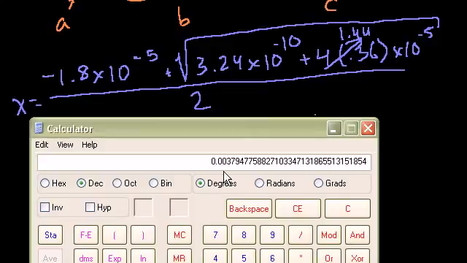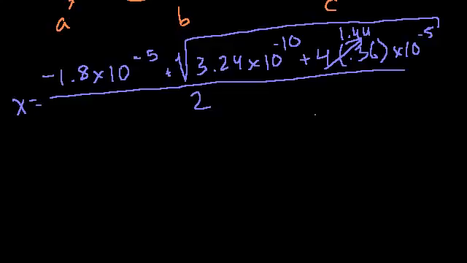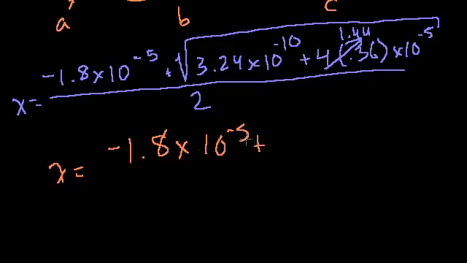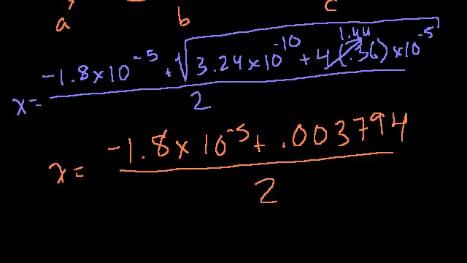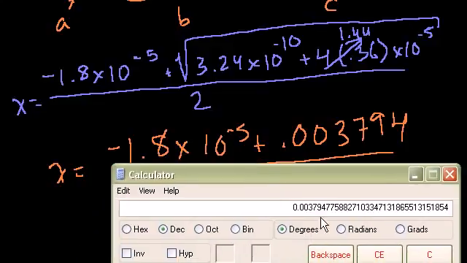So I get 0.00379. So I'll switch colors. So I get x is equal to minus 1.8 times 10 to the minus 5 plus 0.00379, all of that over 2. Let's do the math. So to that I'm going to subtract this point right here. I have this value, I'm just subtracting this.